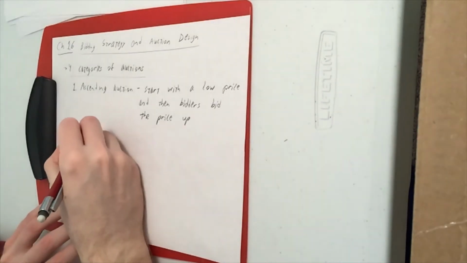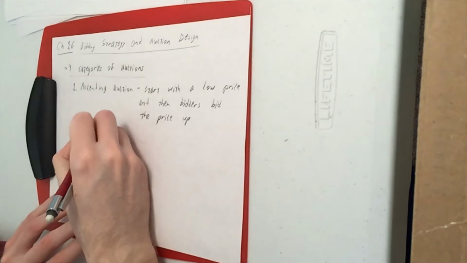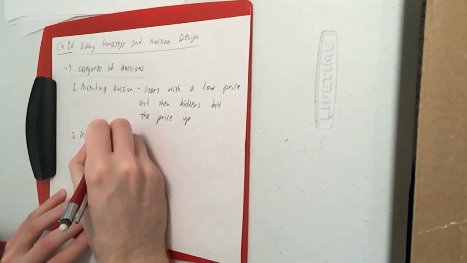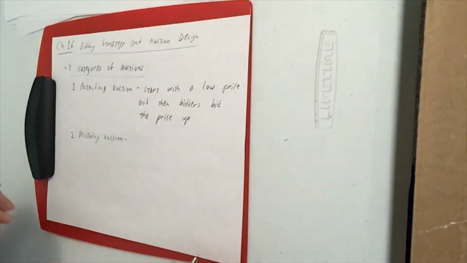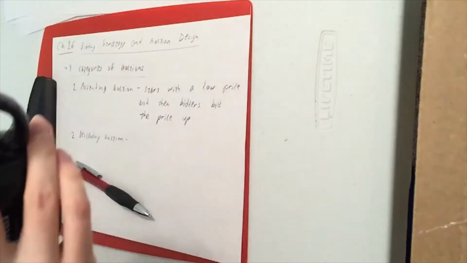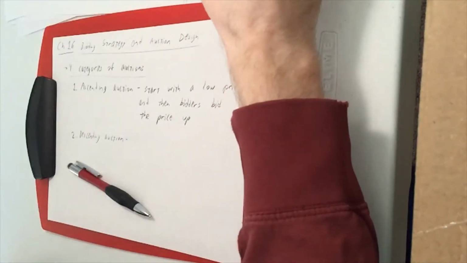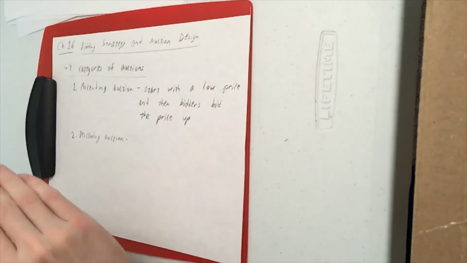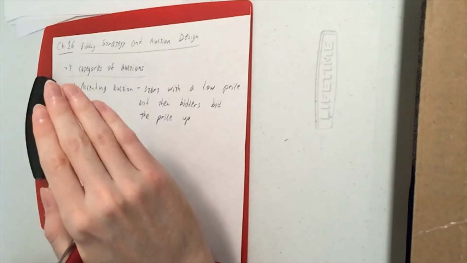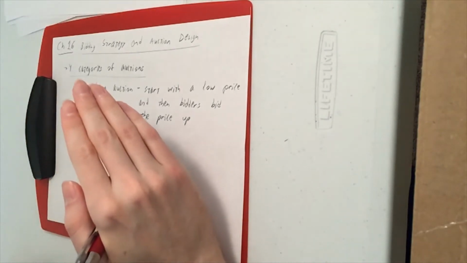There's also what's called a descending auction. In that case, the auctioneer begins with a very high price, and they gradually lower it down and down and down until someone is finally willing to bid.